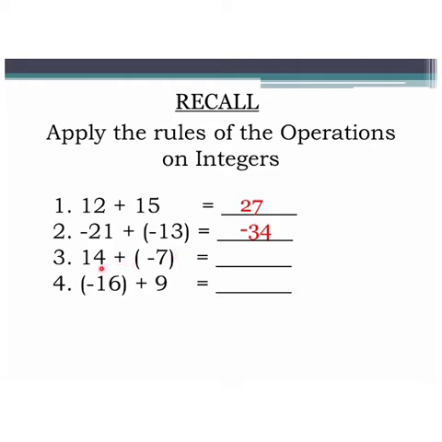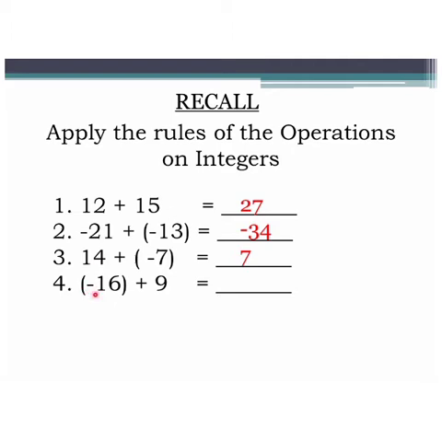Number 3, 14 plus negative 7. The two integers have different signs, so let us apply rule number 2 in addition of integers. Different sign, we will do the subtraction. So 14 plus negative 7 is positive 7. Positive, because the number with the greatest absolute value is positive, which is 14.